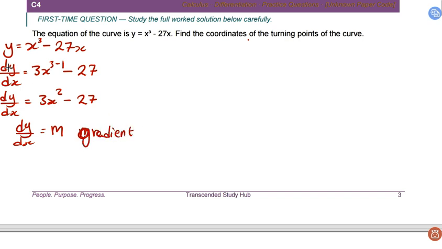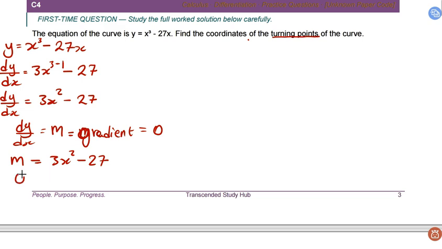So now, the gradient at the stationary point is equal to 0. So the gradient, m, will be equal to 3x to the power 2 minus 27. And we have said that m is equal to 0 at the stationary point, or at the turning points. You might say stationary point or turning point, it is one and the same.